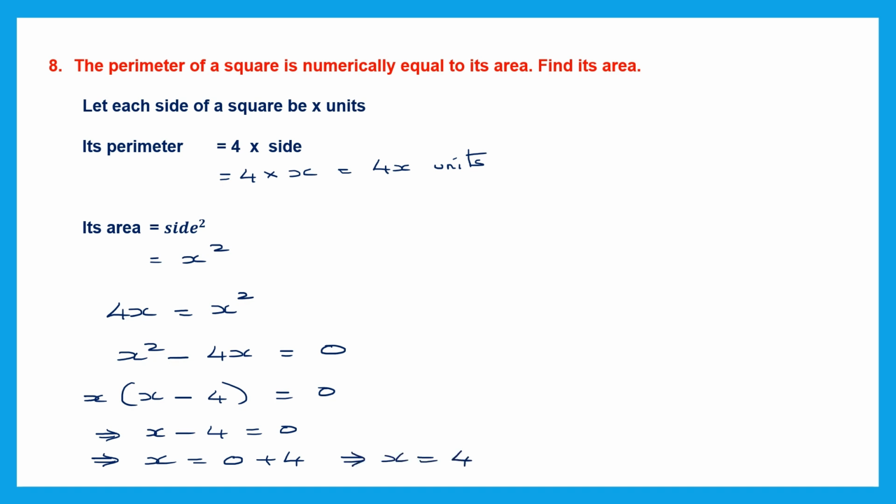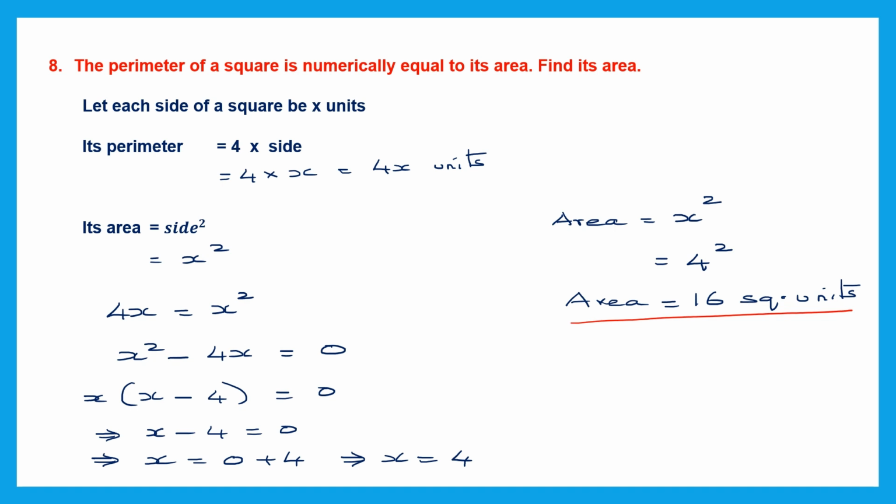Now we are asked to find the area. So in the beginning we said area is side square and side is x, so x square. Now we have found the value of x. X is 4. So 4 square. 4 fours are 16. So we have found the area. Area is 16 square units. We don't know what the units are, so we are writing it as simply square units. So final answer, area is equal to 16 square units.